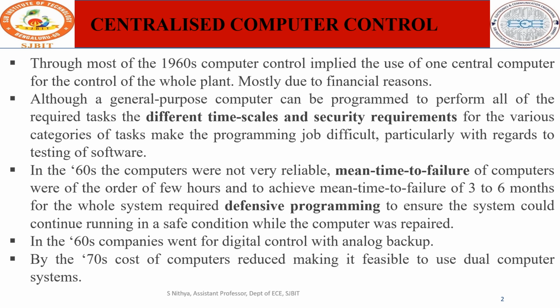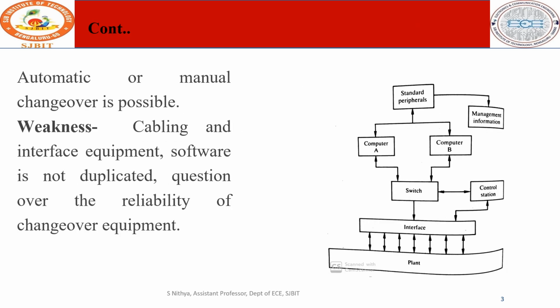So computers became cheap enough to consider the use of a dual computer system, as shown in the figure. Because in the 1970s the cost of computers was reduced, we can go with two computers in parallel for controlling reasons.